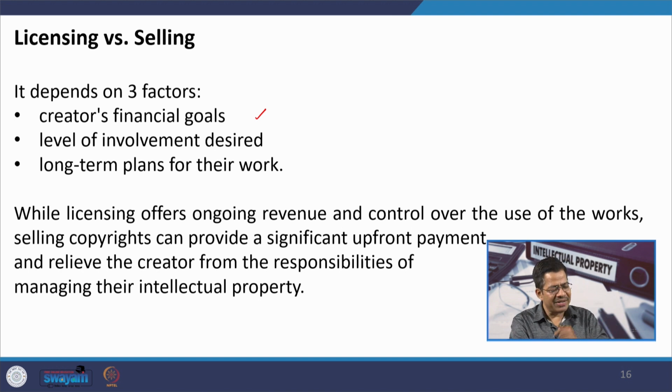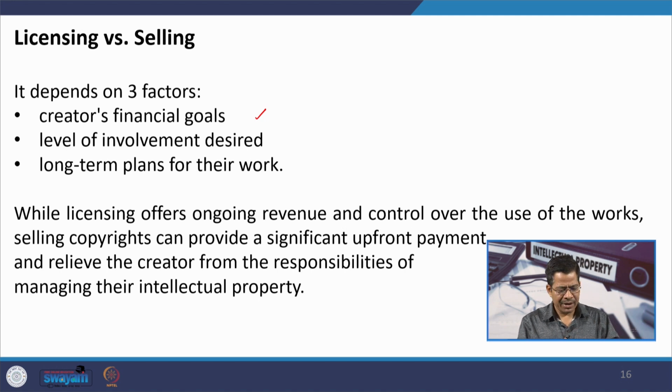Then when you are licensing, you are regularly involved, as I said that you need to maintain the copyright on your own. When you are selling, you are less involved. Now, it is the responsibility of the person who has the license, who is buying the IP from you, and long term plans for that work. Like if I have a book, and if I sell the copyright of that book to some publisher, it will be difficult for me to bring translation of that book. It will be difficult for me to bring new editions of that book, because now the copyright is available with that publisher.